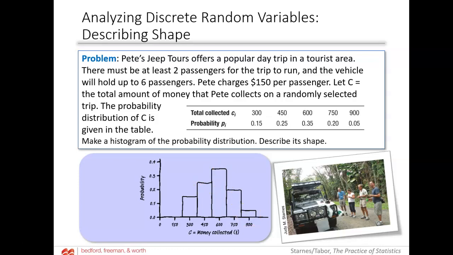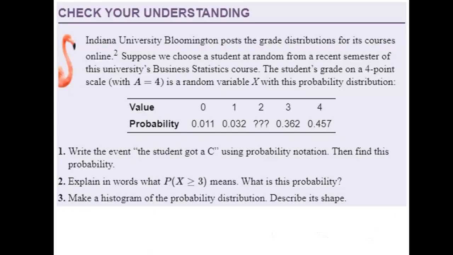That was nice. Now let's describe its shape. Are you noticing that this is roughly symmetric and has a single peak at $600? I hope you noticed that. All right, let's check our understanding.